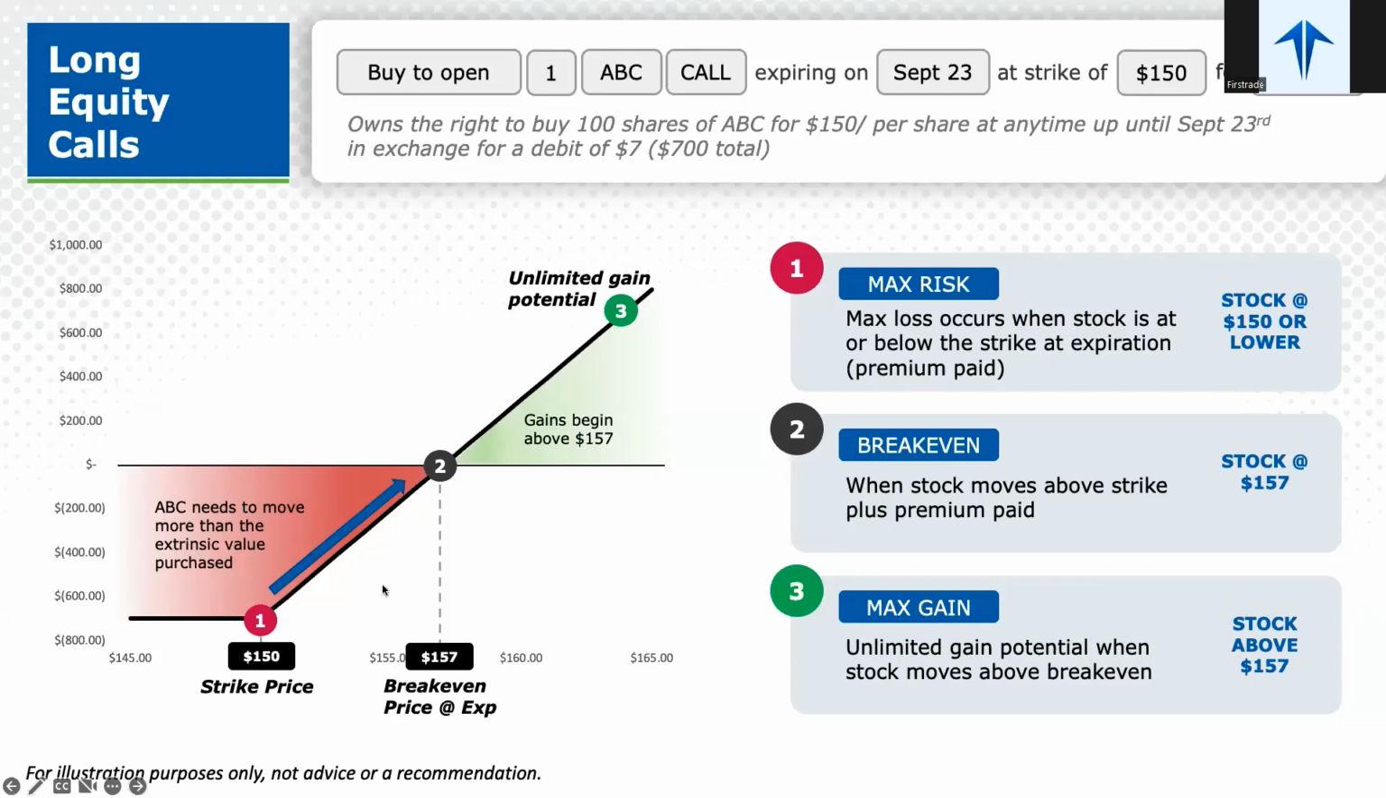Now, this is assuming, again, holding till expiration. As we talked about in the previous session on options pricing, if this was all extrinsic value, the $7, time is something that moves against us. That's why we have to overcome this, because we purchased $7 worth of time. Therefore, we need the stock to move up higher by expiration. But if we purchase time, we don't have to hold an option till expiration.